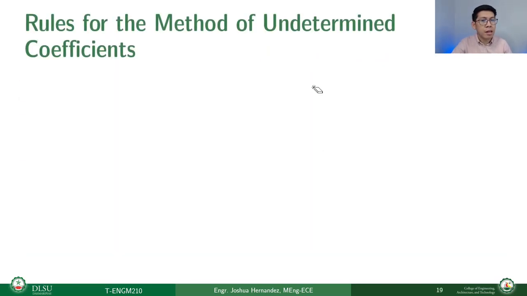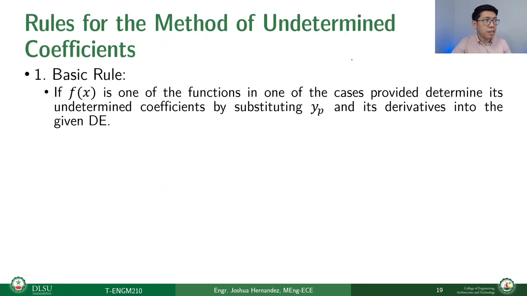All right. Now, there are some rules that we must consider in the method of undetermined coefficients. Number one, this is what they call the basic rule. And that is, if f of x is one of the functions in one of these cases, determine its undetermined coefficients by substituting y sub p and its derivatives into the given DE.